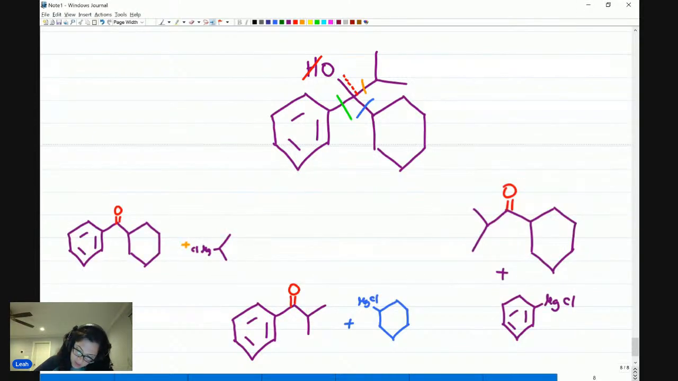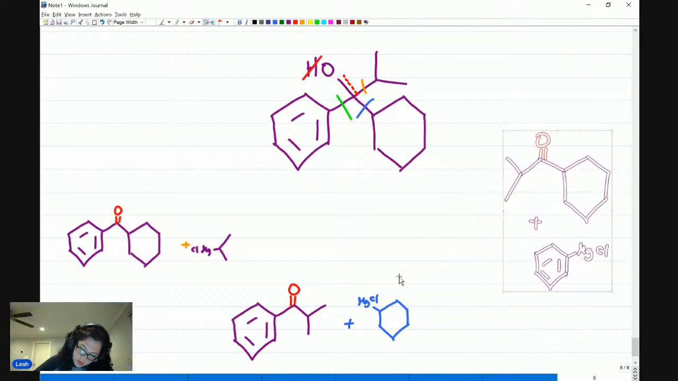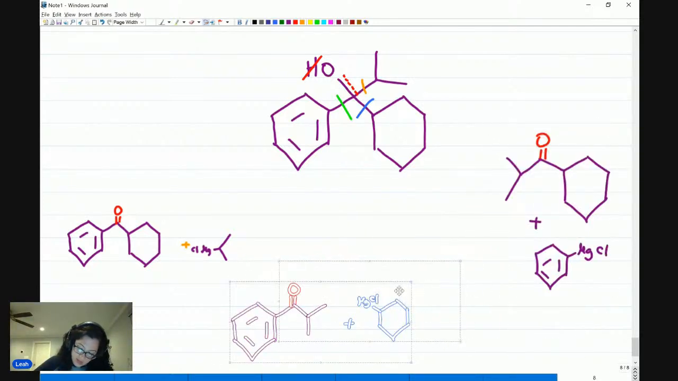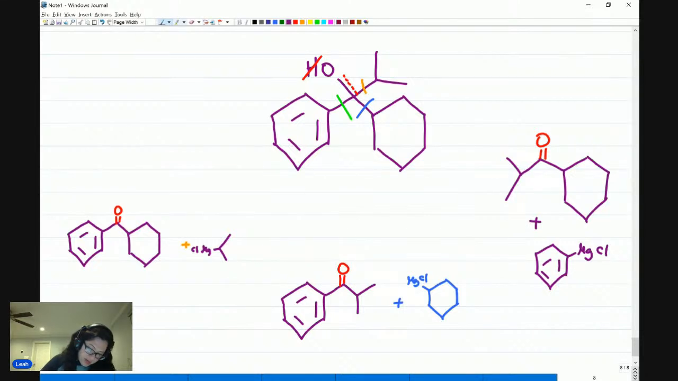I don't want to use a space tool. I want to use a drawing tool. There we go. Option 1, that was option 3, option 2, and option 1. These 3 different combinations of ketone and Grignard is how I got my product. Let me know if you got all 3, if you could only identify 2, or if you struggled with this.